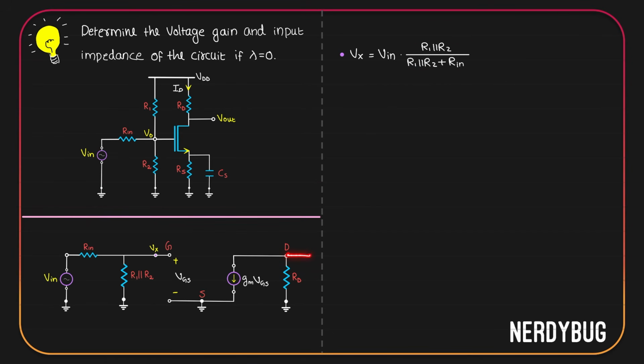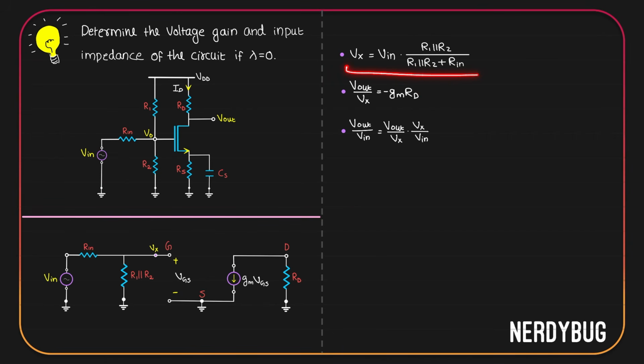If we take output over here, we already know output is going to be Vx multiplied by minus GMRD, or Vout by Vx is going to be minus GMRD. But what we want is the ultimate gain, which is Vout by Vin. We can write Vout by Vin as Vout by Vx multiplied by Vx by Vin, because then Vx and Vx is cancelled and what we get is Vout by Vin. We already know Vout by Vx is minus GMRD.